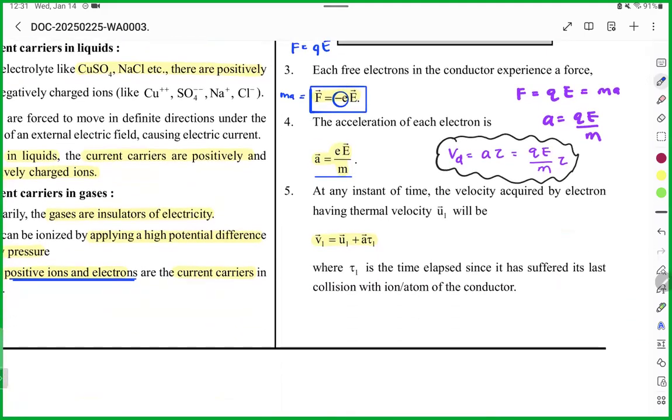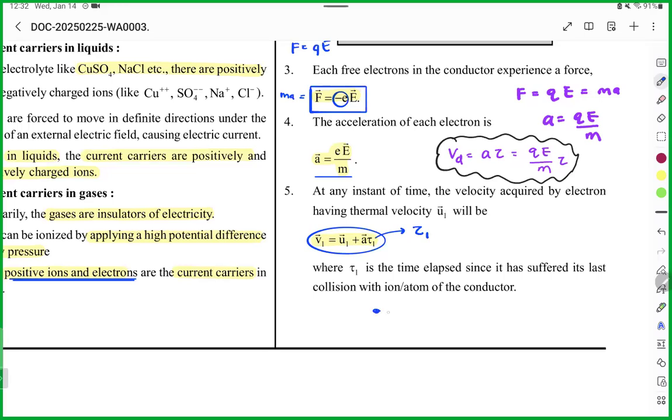If you calculate the final velocity of the electron, how will you calculate? Initial velocity plus a vector and tau 1. What is this tau 1? Average time. Yes, time. This tau is time. We will use the term relaxation time, like it is the time taken between two collisions.